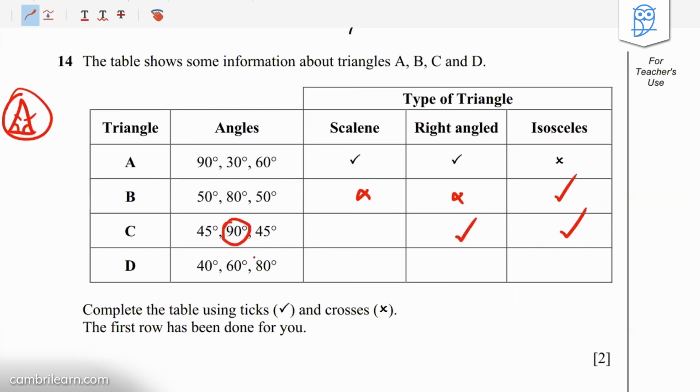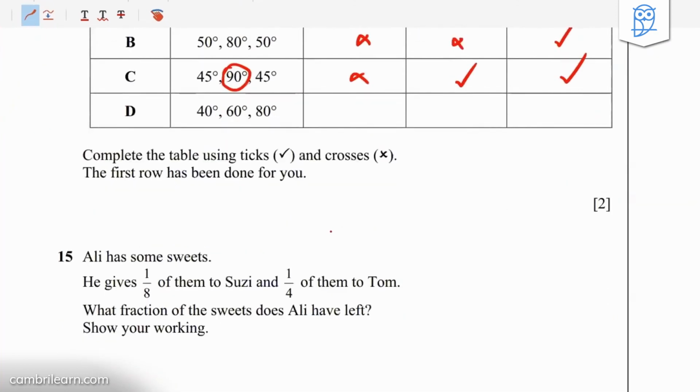We have a right angle triangle, so it is right angled. Is it scalene? No, it is not. We don't have 3 different angles, which means that we don't have 3 different sides.